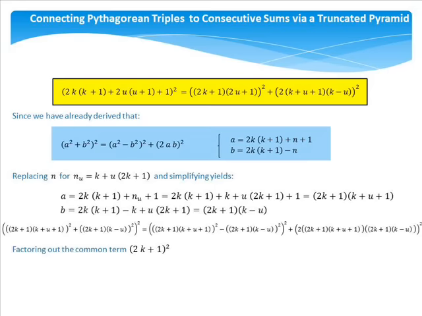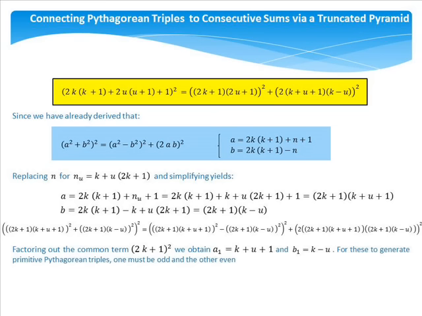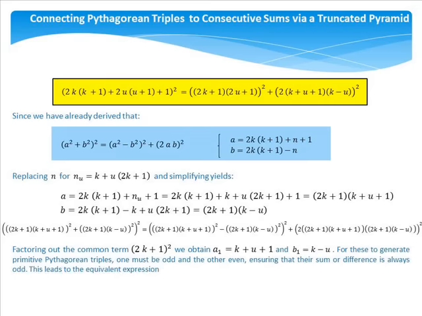Factoring out the common term, the square of 2k plus 1, we obtain a sub 1 equals k plus u plus 1 and b sub 1 equals k minus u. For this to generate primitive Pythagorean triples, one must be odd and the other even, ensuring that the sum or difference is always odd. This leads us to the equivalent expression where k and u are indeed integers.